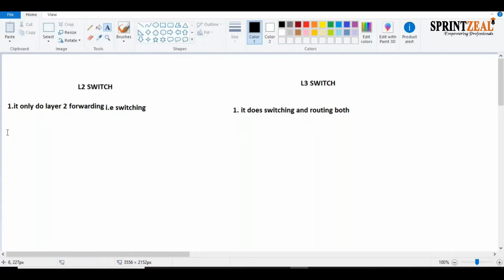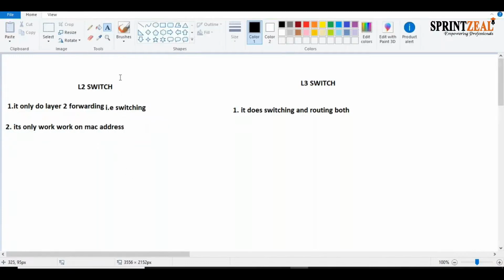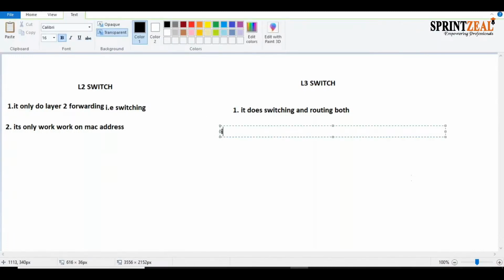The second difference is that an L2 switch only works on MAC address. And the L3 switch works on both. It works on MAC and IP address both.